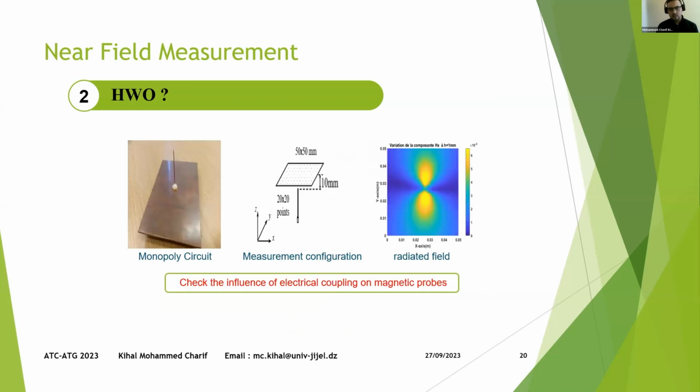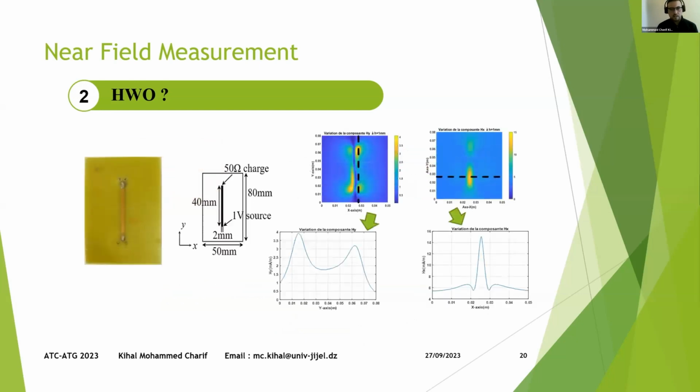Here, the monopole circuit is represented. The second is the configuration of the measurements, while the third presents the radiated field. This measurement is generally used to check the influence of electrical coupling on the magnetic probes. The second case is the measurement of the field radiated by a PCB. Here is the configuration of the measurement and the field in 2D and 1D radiated by this structure.